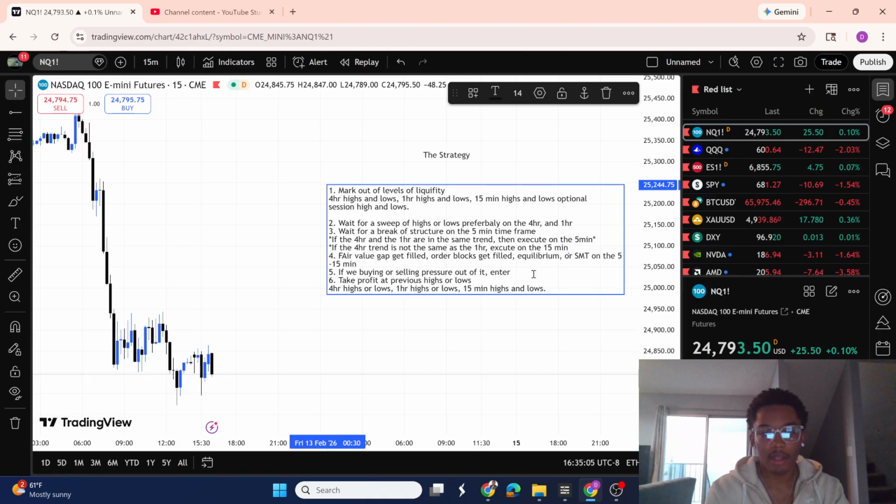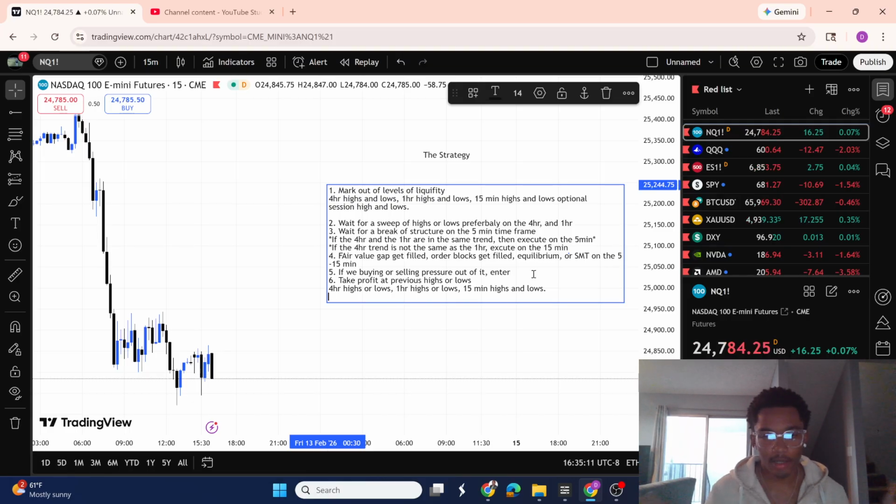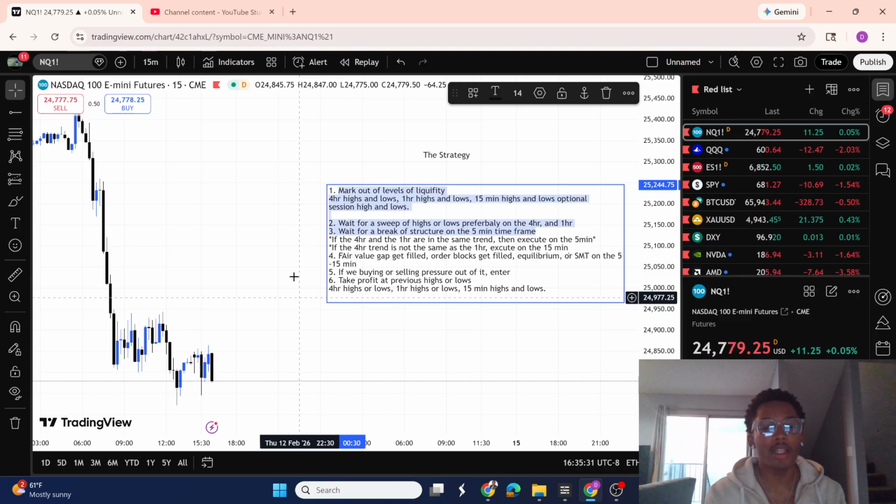And this right here is the base strategy. This is the base. So this is what we want to do. This is what we want to see. Preferably, we want to see steps 1, 2, and 3. And then we can apply 4, 5, and 6. But we need to see 1, 2, 3 happen first.